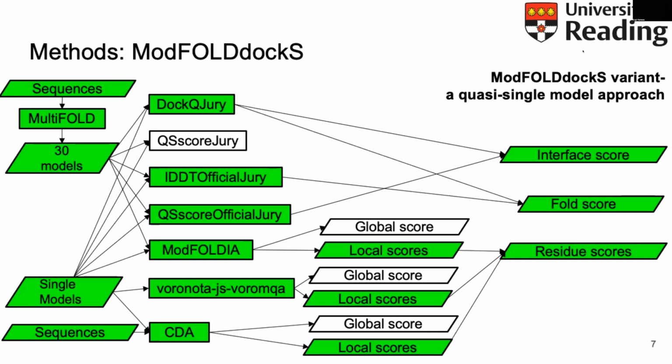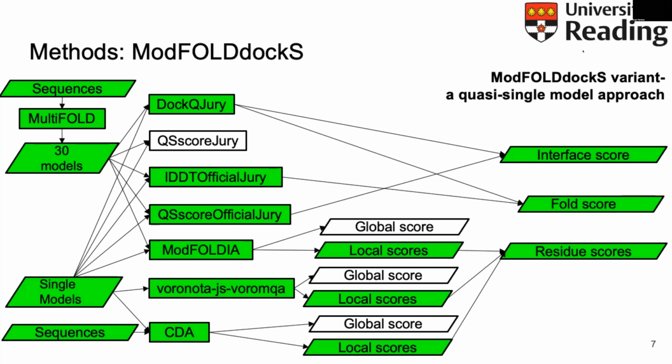Again, slightly different components are used here. We also have the integration of single model methods and extra residue scores. Here, in this case, the interface and fold scores are the same as the ModFOLDdock variant, but we've also got the local scoring methods. We've got all local scoring methods combining to produce the residue scores. And importantly, this variant also uses the quasi single model approach that relies on the generation of reference models from our MultiFOLD method for model comparison.